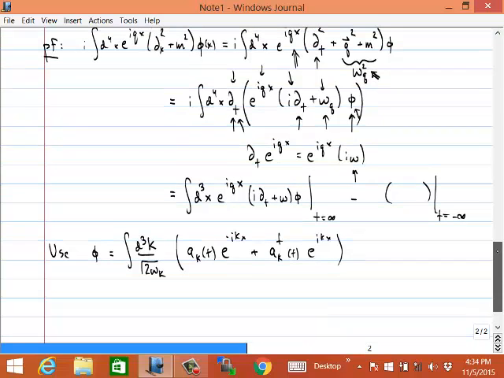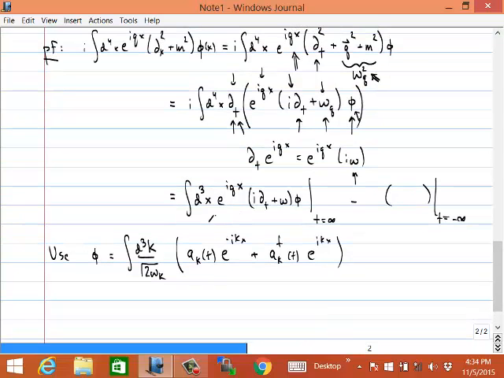So what happens when you insert that into this expression here? Well, the first thing that happens is that you can use the x integral to give you a delta function that sets q equal to k. And then you can use that delta function to do the k integral. And so what you get is just the integrand evaluated at k equals q.